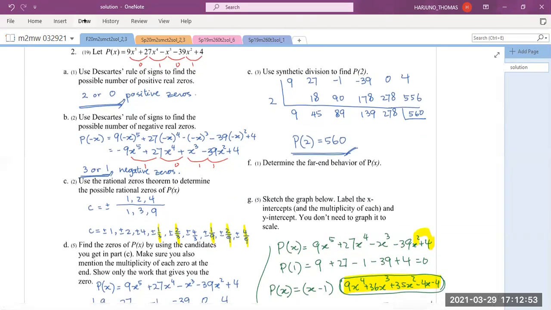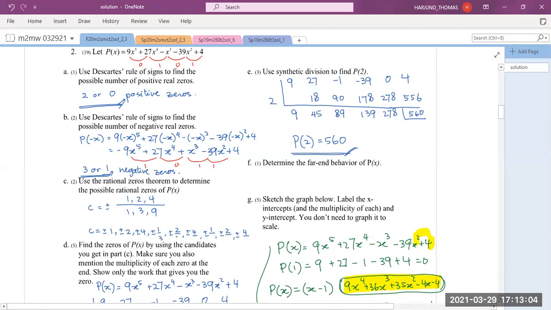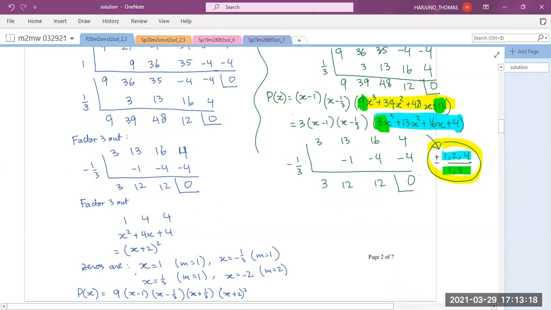Let me erase the one in yellow so that you don't get confused. Oops, I ended up erasing too much. Put it back. This is 9. So that's the solution. And then for part D, the solutions are this. This is the solution.